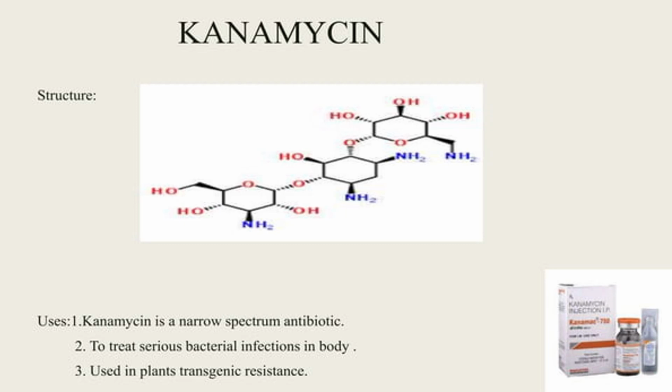So here is the drug, that is kanamycin, the third example of aminoglycoside type of antibiotic, particularly a narrow spectrum antibiotic used to treat infections which are narrow spectrum in nature. They are used to treat serious bacterial infections in the body. They are used in plant transgenic resistance and available in the form of injectable preparation in the market.